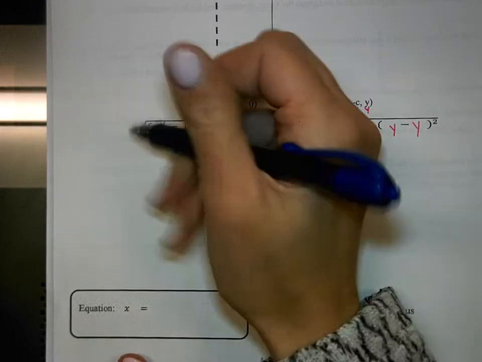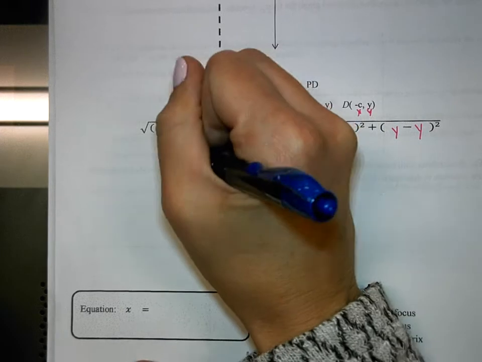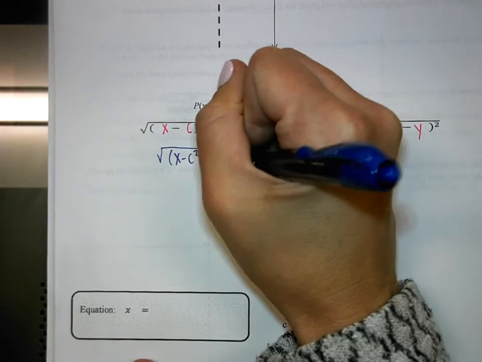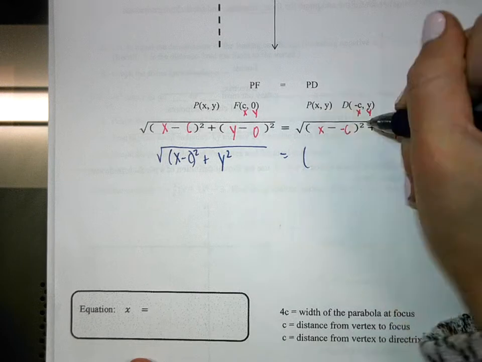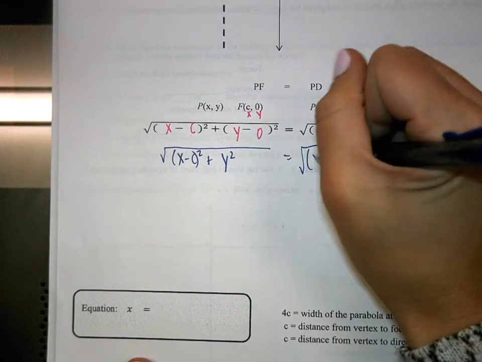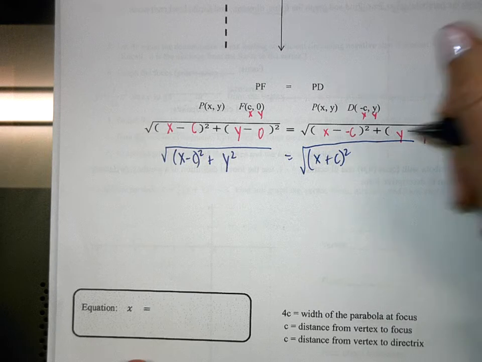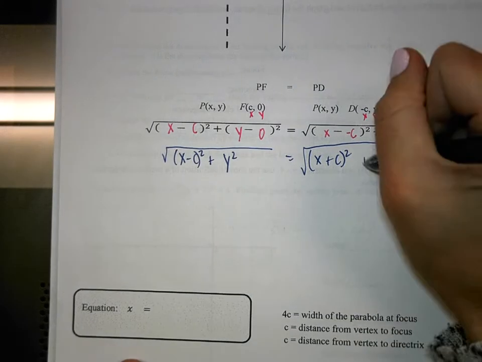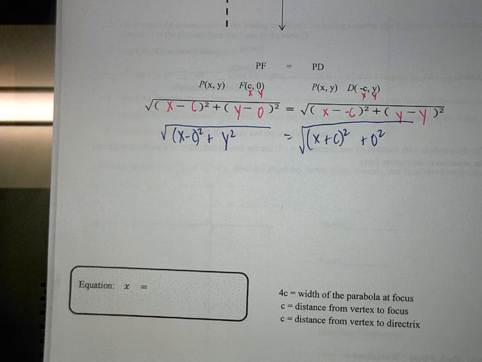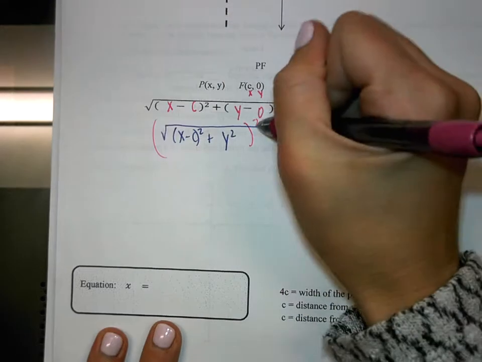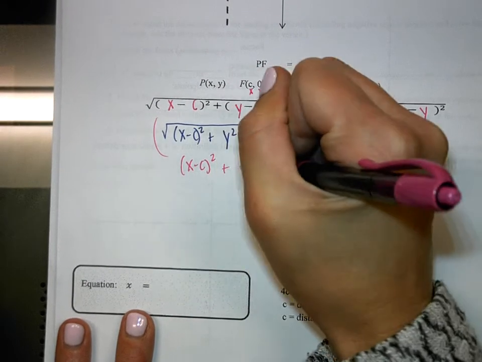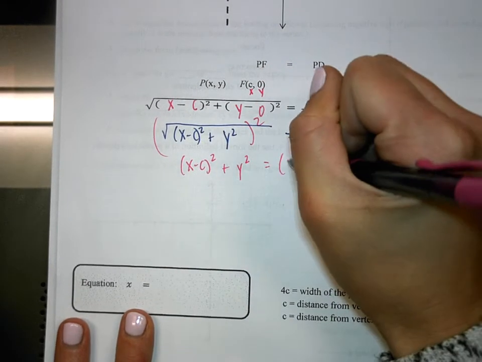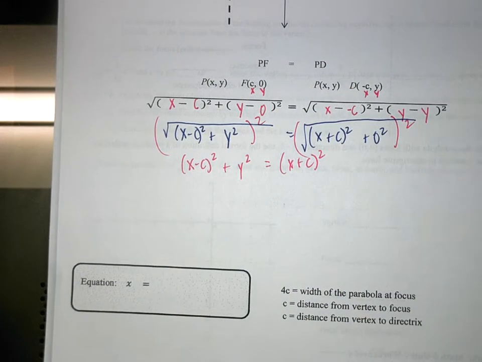Next, we're going to simplify. We still have our square roots. We get the square root of (x minus c) squared plus, and here y minus 0 is what? Just y squared. Equals, over here, two negatives make a positive, so we have (x plus c) squared, and then y minus y makes 0. How do I eliminate square roots? Very good. We square both sides. When I do that, I have (x minus c) squared plus y squared equals (x plus c) squared, and I don't need to write my 0.